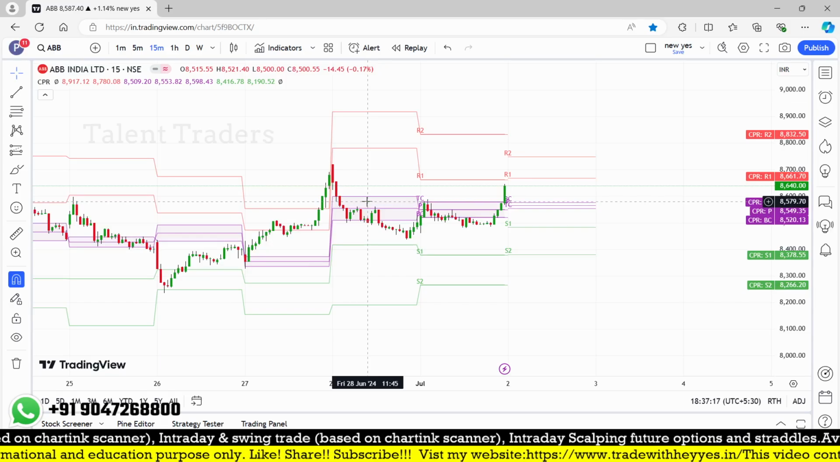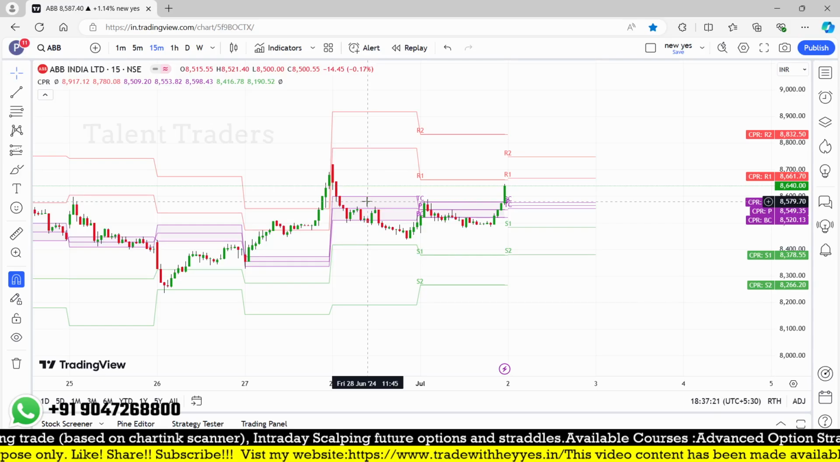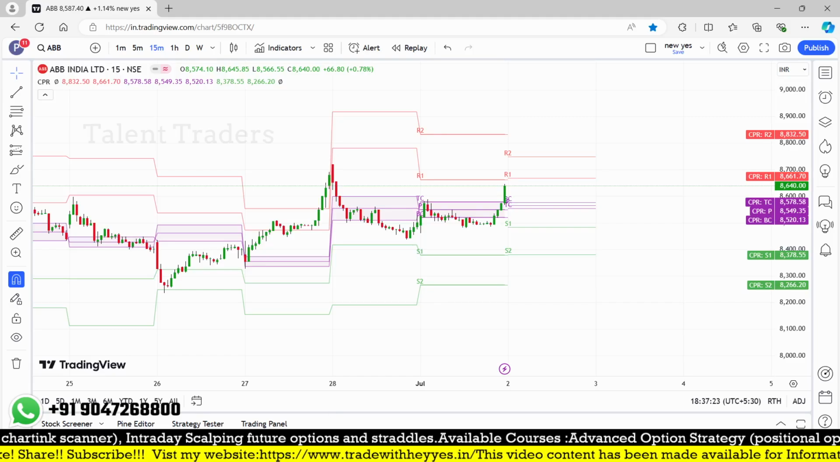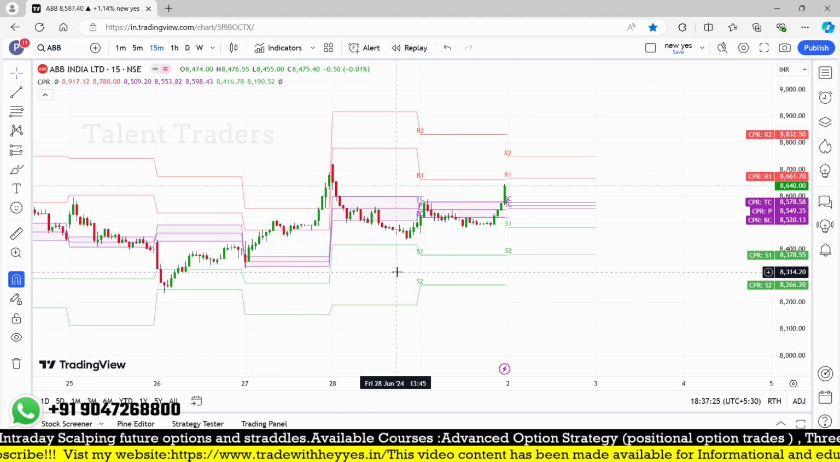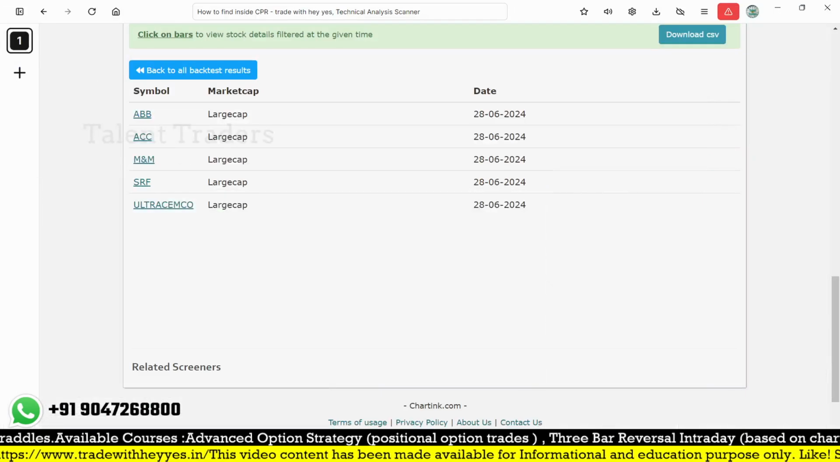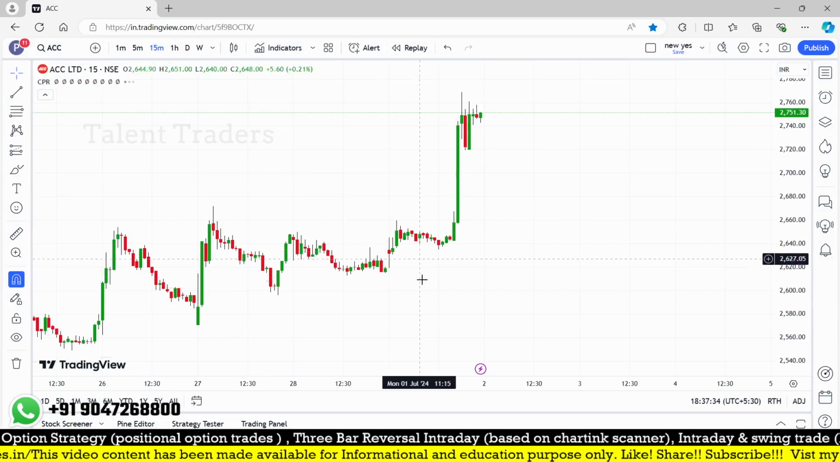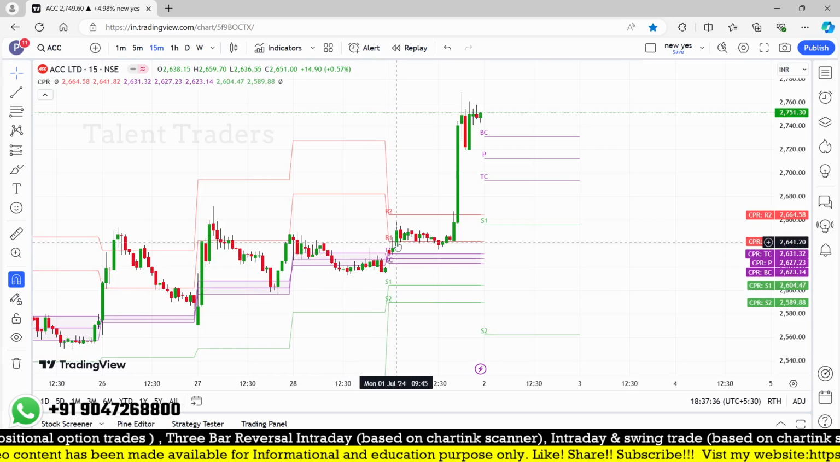But here we don't find any such big moves happening, whether R1 or S1. It is trading in between the R1 and S1 level, so it doesn't break the level. Maybe I'm just looking for an R1 breakout. So ACC, M&M, same thing is happening. And ACC, today it gave you the breakout on R1.